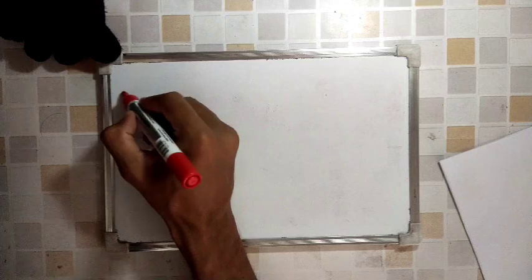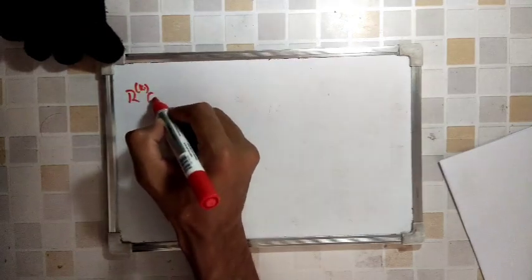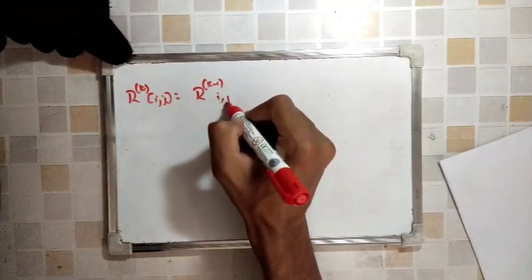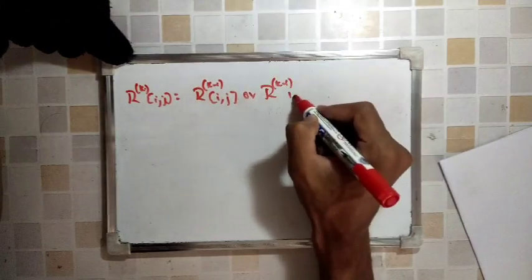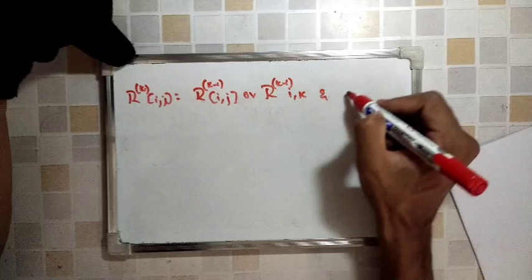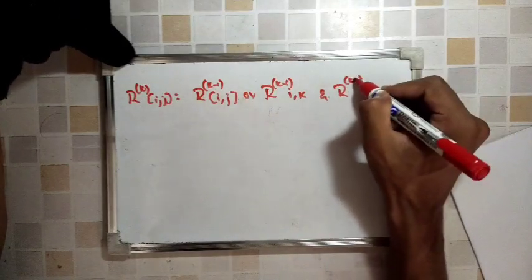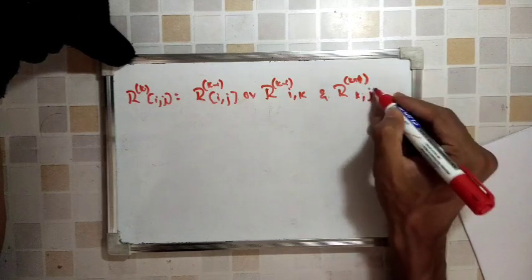Now let us start solving the problem. Here I will write the formula once again. R power k of i comma j is equal to R power k minus 1 of i j, or R power k minus 1 of i comma k, and this is logical, both things should be there, and R power k minus 1 of k comma j.